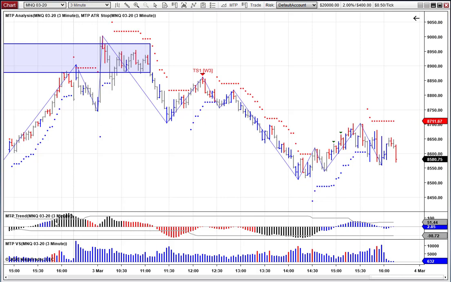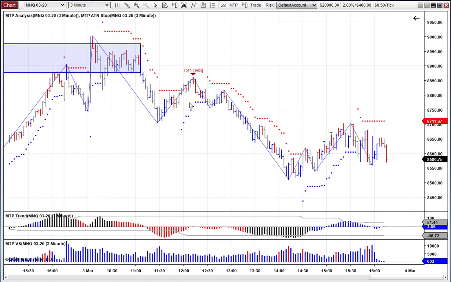This was confirmed by our MTP trend color going red, confirming the large degree trend going down. So in other words, this TS1 wave 3 trade setup was in the direction of the large degree trend, and it was when the picture was clear because the market was coming off higher time frame resistance here.